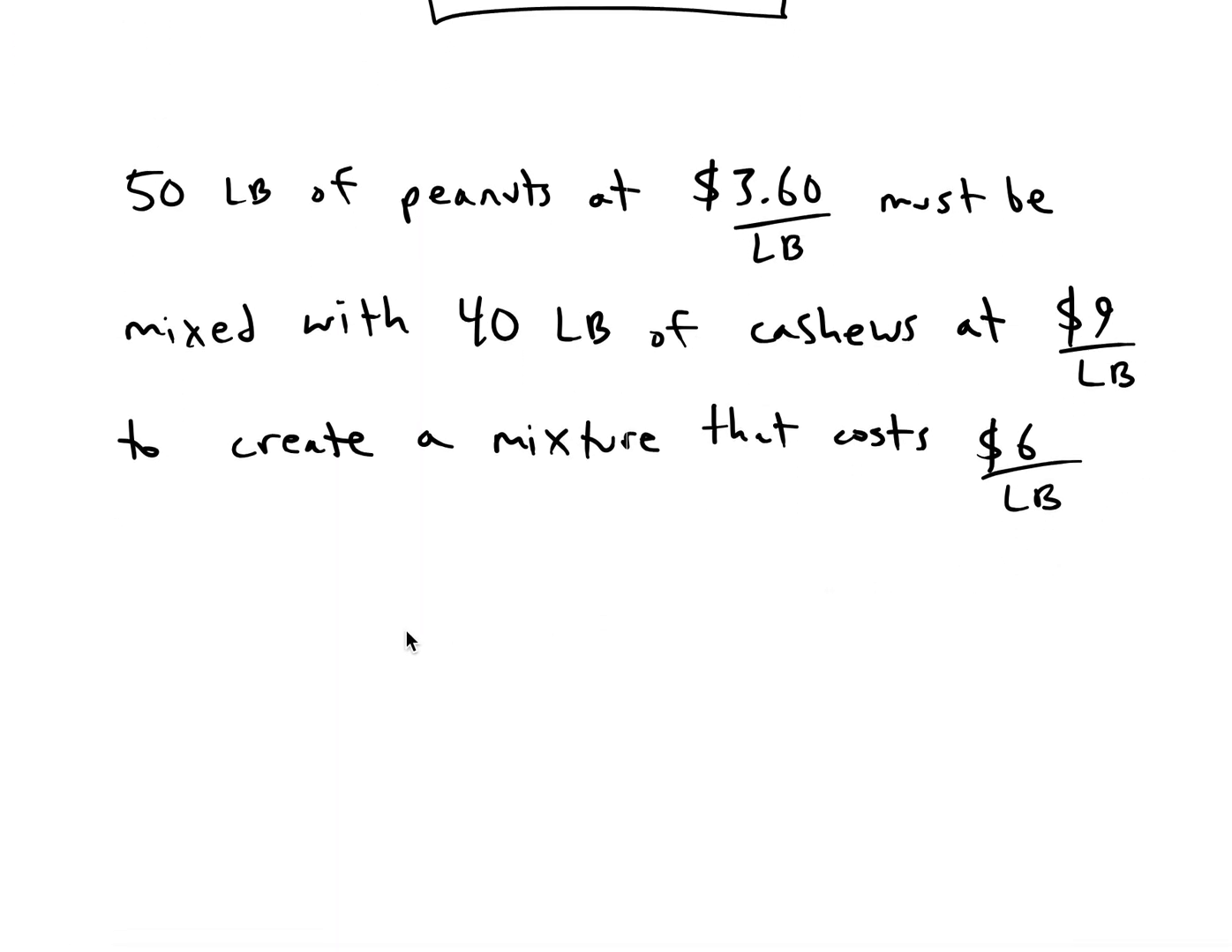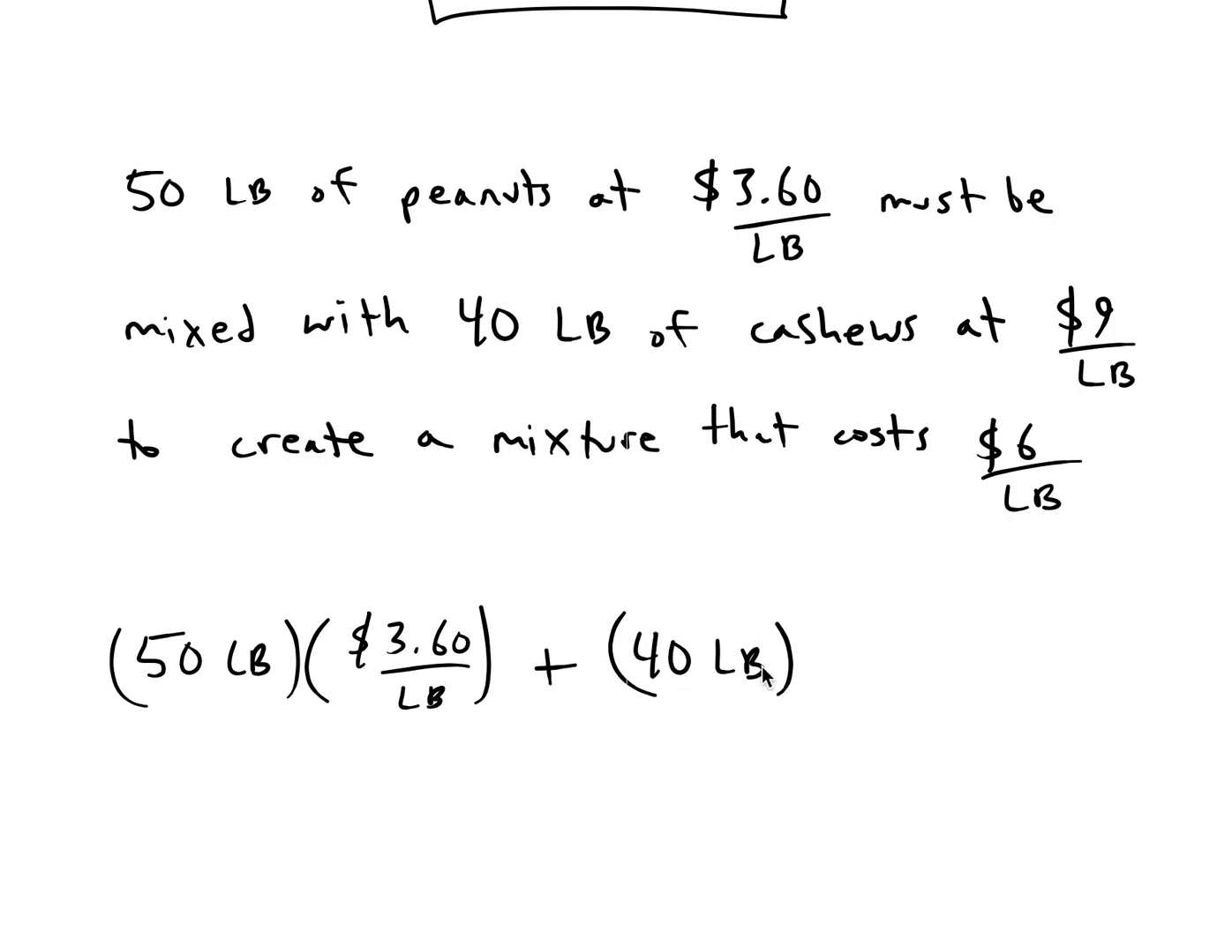Now we can even check it. How could we check it? Well, take your 50 pounds of peanuts, multiply it by $3.60 per pound, and then take your 40 pounds of cashews and multiply that by its price of $9 per pound. This will tell us how much it costs in all to make this 90-pound mixture. Looks like it costs $540.